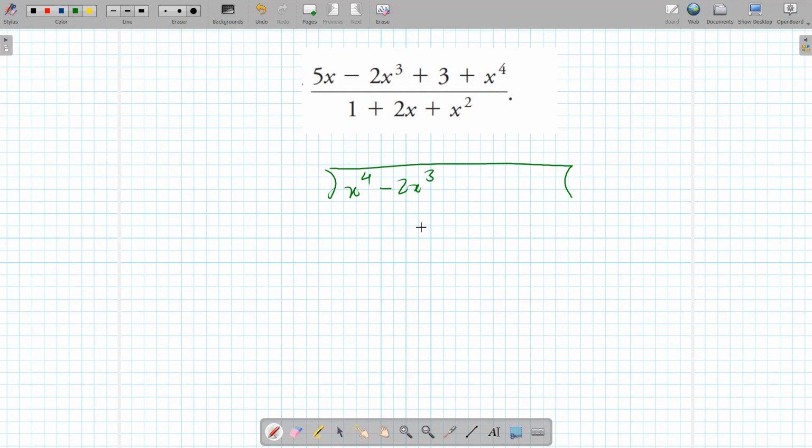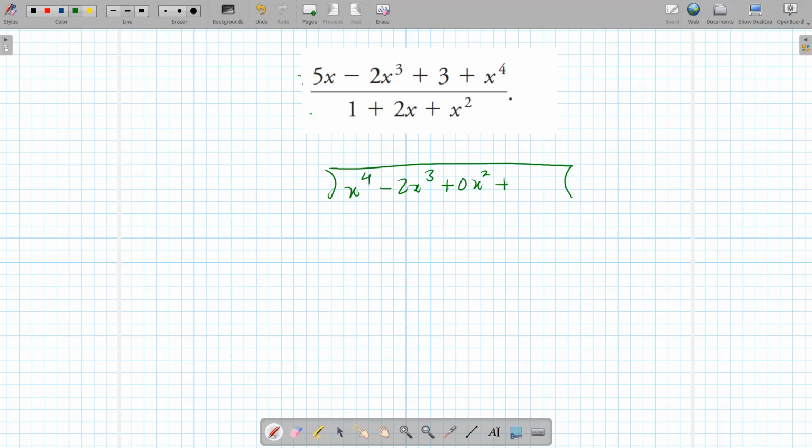2, right? So here's another idea. The power is missing. You have to add a 0, like 0x squared. Because if you don't, on the next step, after the first bit, you end up subtracting a cubic and a square term, and they're not like terms, so you can't subtract them. So you end up in this loop where you can't go to the next step. If a power is missing, it doesn't matter if it's missing in the dividend or the divisor, you have to add a 0 on that power.